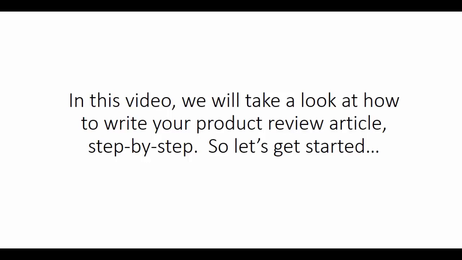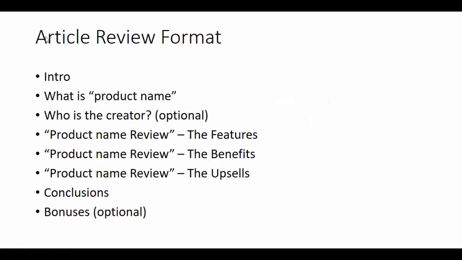So let's get started. So this is our article review format. First is introduction, then what is product name, who is the creator, which is optional, then product name review, the features, in this you will add features, then product name review, the benefits, and in it you include the benefits, then product name review, the upsells, and in it, you will add upsell details. Next is the conclusion and bonuses, which is also optional.